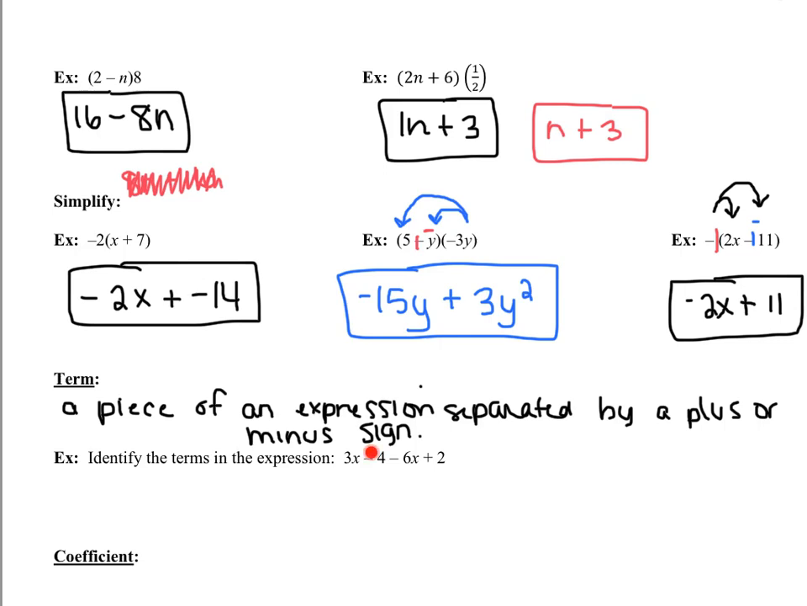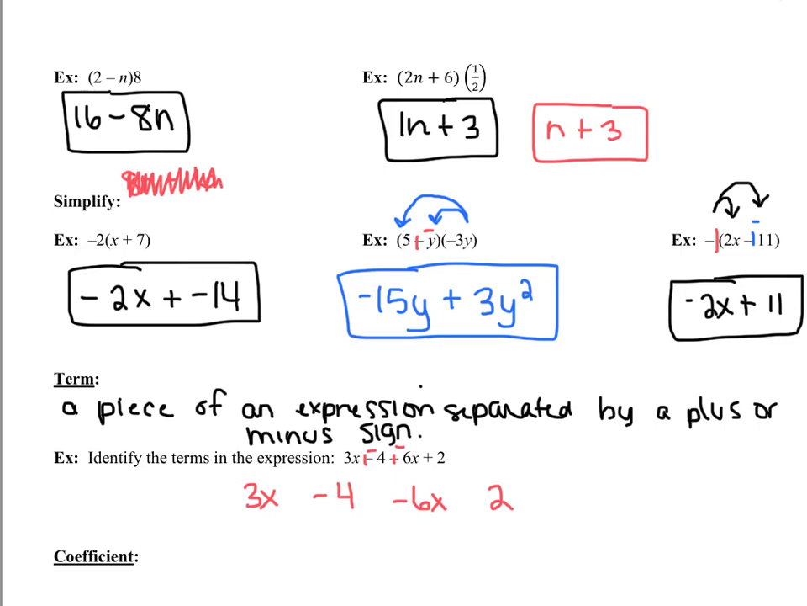So in this first example, I have a minus sign here, a minus sign here, and a plus sign here. So that separates my terms from each other. So my first term would be 3x. My second term, you just have to be really careful, is actually negative 4, and you can either attach the minus sign or you can change it to plus negative. My third term would be negative 6x. I would change it to plus negative, and then my fourth term is 2.